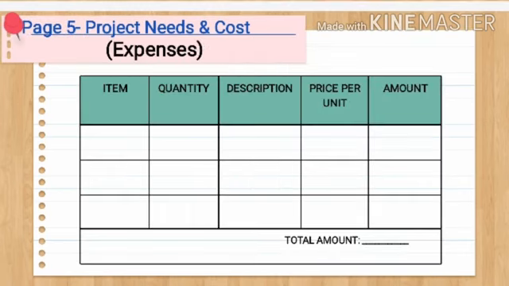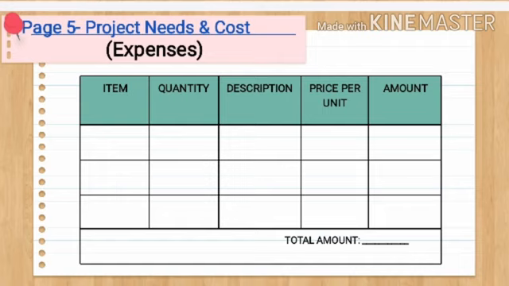To continue your project needs and cost, you can write this template of your expenses, still on page 5. In the first column, we indicate the item. The next columns would be the quantity, description of this item, the price per unit, or price for every one piece of this item, and then the amount. Below, of course, you're going to write the total amount of all the items indicated in the template.